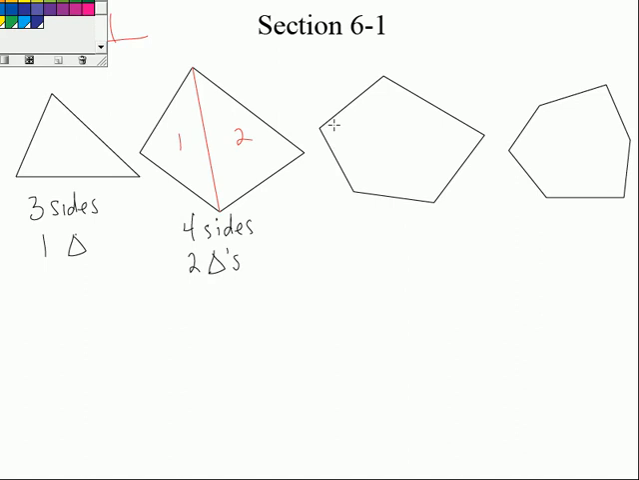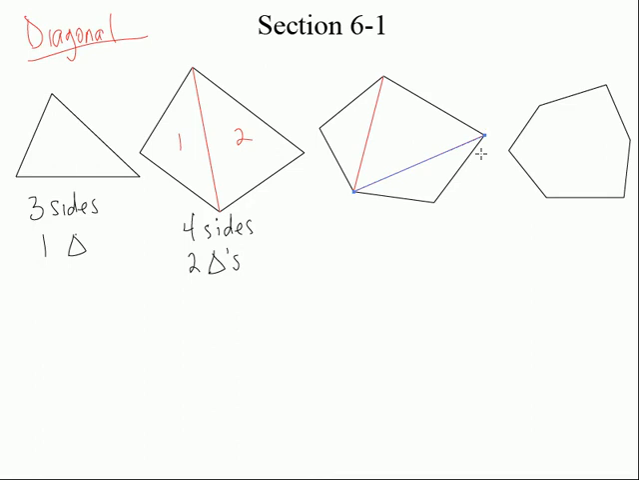Instead of always picking this top vertex, it doesn't matter. Let's pick the bottom left. Let's figure out all the diagonals from this vertex. So there's 1, and then I go to here. That would be a non-consecutive vertex. That would be 2. Can I draw any more? Nope. That's it.